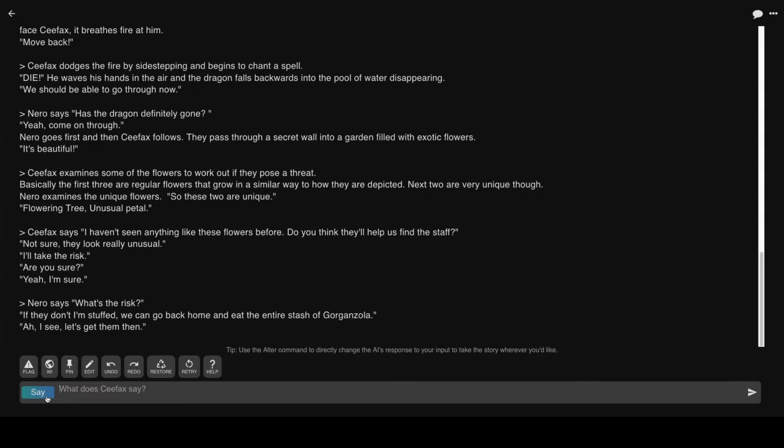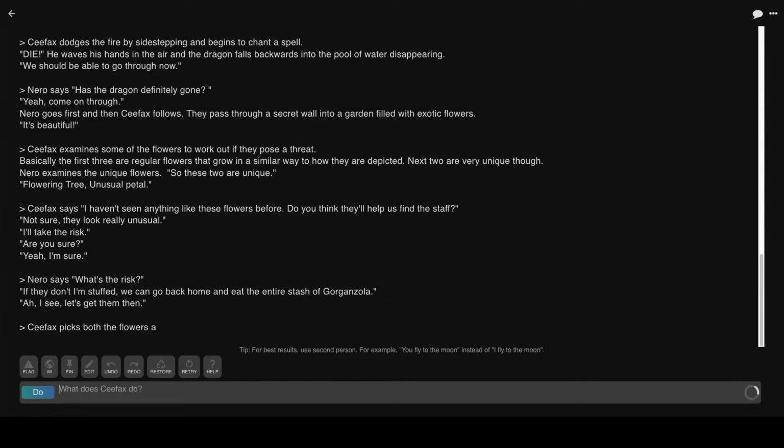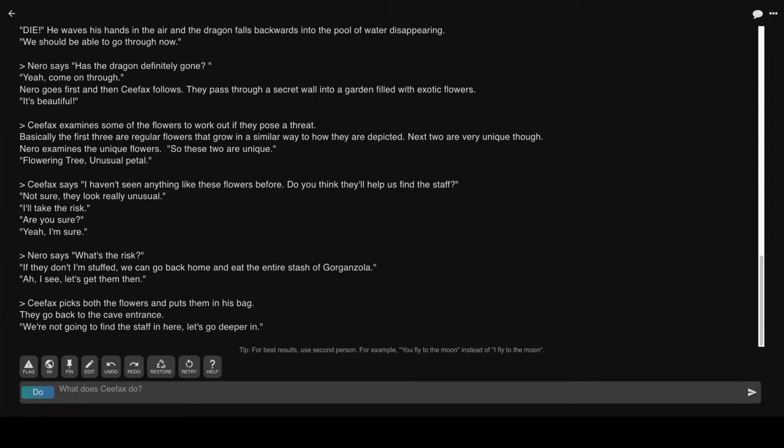Oh goodness, I have no idea what to do with that. What I will do then is, "picks both the flowers and puts them in his bag." I'm trying to avoid the use of the word my, because I remember that if you use my, it'll say CFAX picks both the flowers and puts them in CFAX's bag. I think you have to write it in the third person rather than the first person, and I think the AI does much better with that. So, CFAX picks both the flowers and puts them in his bag. They go back to the cave entrance.